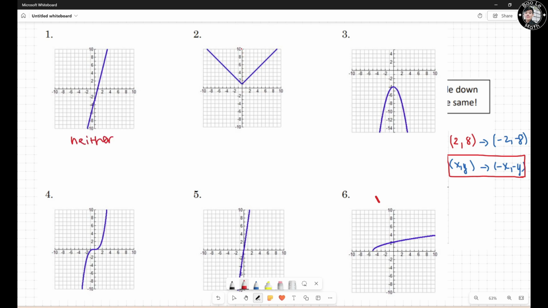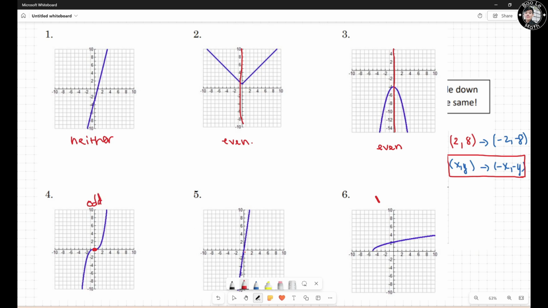Now, look at the second one. The function has the y-axis as an axis of symmetry, right? So this function is even. This one is similar to number 2. The function has the y-axis as an axis of symmetry, so this should be even. Alright, number 4. The function is symmetric with respect to the origin, right? So this is odd.